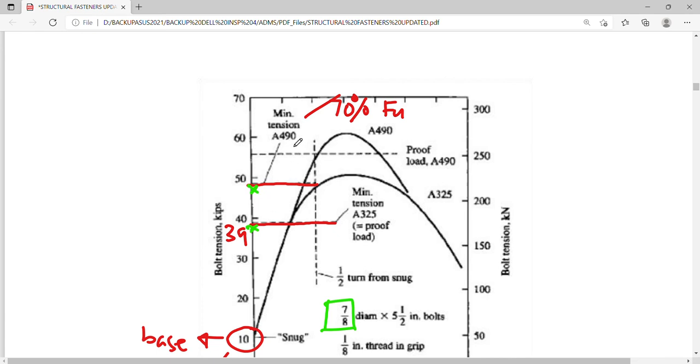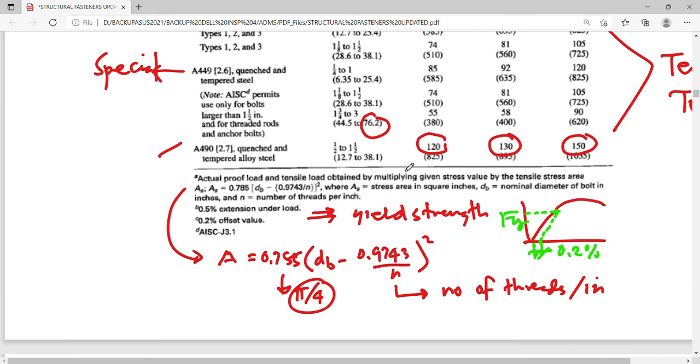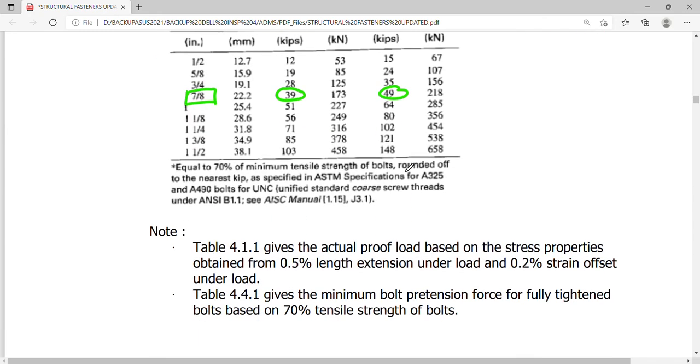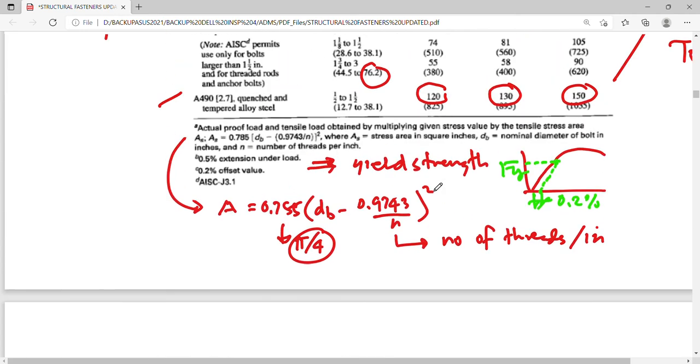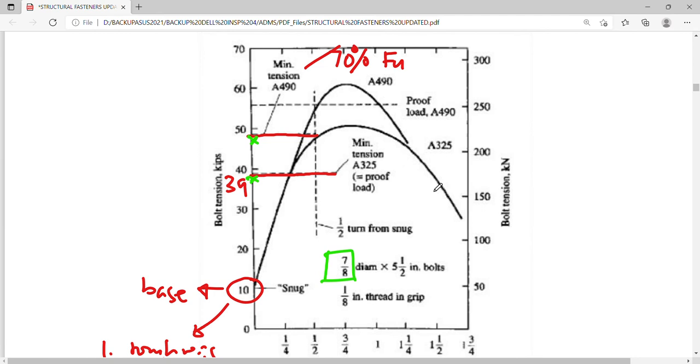Okay, but what I told you a while ago is that here this is the minimum tension value, which is not equivalent to the proof load that I'm talking about here. Okay, because if I'm going to get the 70% as my minimum tensile strength of bolts, rounded off to the nearest kip, I have to make sure that I will not over tighten the bolt. The danger of over tightening the bolt might lead to impending or a potential bolt failure, as you can see on this graph. Okay, so this is actually getting near to the ultimate strength there.